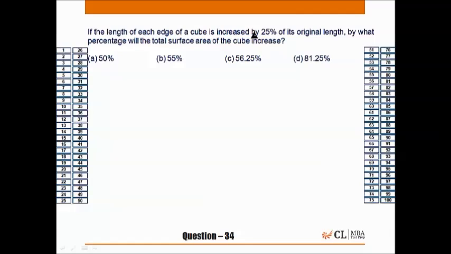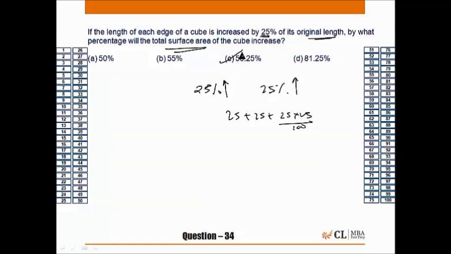What is it saying? The length of each side of a cube is increased by 25% of its original length. By what percentage will the total surface area increase? 6a square. Am I reading this question right? This is that simple. Each edge of this cube is increased by 25%. What is the percent increase in total surface area? Yeah, I'm reading it right. 25% up and 25% up: 25 plus 25 plus 25 into 25 upon 100. 56.25. Oh, gift.